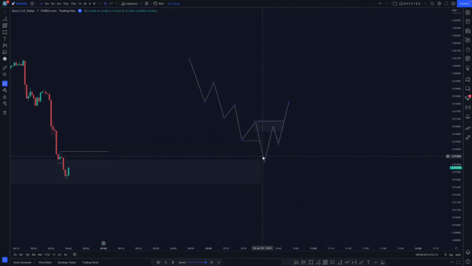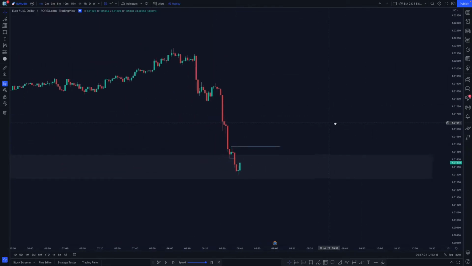So what's happened is we've come down, we've come up, we've had a reaction, come down, and then we've taken out this high and created our CHoCH. So this reaction here is essentially our flip model. So this is what you're looking for within the market. Let's just see what happens in real time over here.